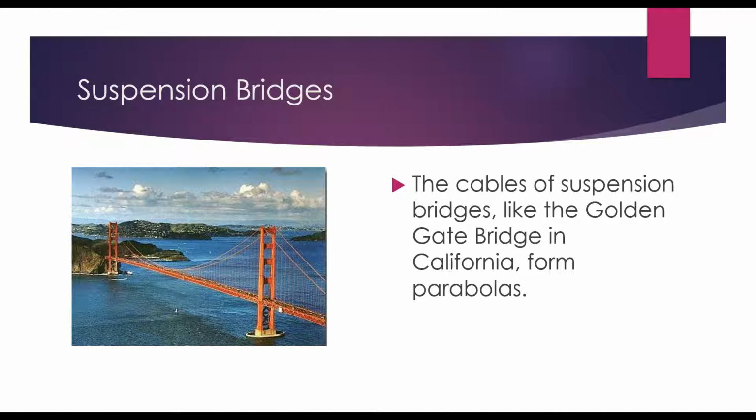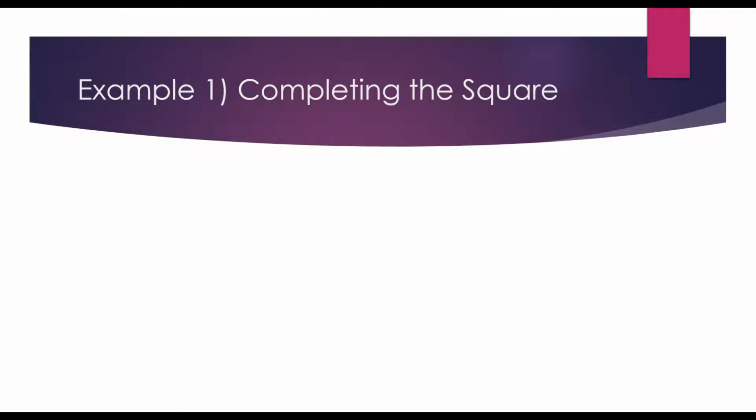This doesn't really use the property, but it is interesting to note that the cables of suspension bridges, like the Golden Gate Bridge that many of you might have seen before, form parabolas. So let's get into what we're going to actually do with parabolas. And before we get into that, we need to review a skill that's going to be super important for the next 3 sections of this chapter, completing the square, which you saw in your Algebra 1 days and in your Algebra 2 days.